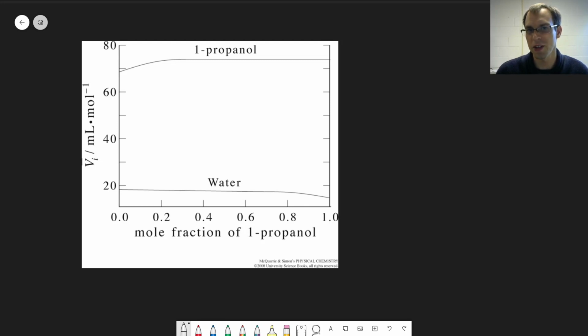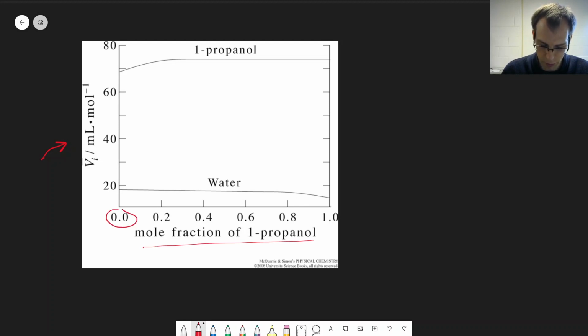I think the best way to understand partial molar quantities is to look at a plot like this one. What we're looking at is a plot of partial molar volumes, so that's our y-axis here, and we're looking at two different ones. We're looking at partial molar volumes of a mixture of 1-propanol and water. On the far left side of this graph, we're looking at mole fraction of 1-propanol. And so on the far left side, when we have 0 for our mole fraction 1-propanol, we have pure water.